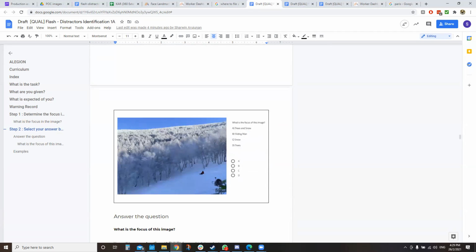Just leave the answer, Shravin. We need to consider what the major focus of the image is. In this image, there are two focuses: the person and the tree. So you will have a lot of focus.